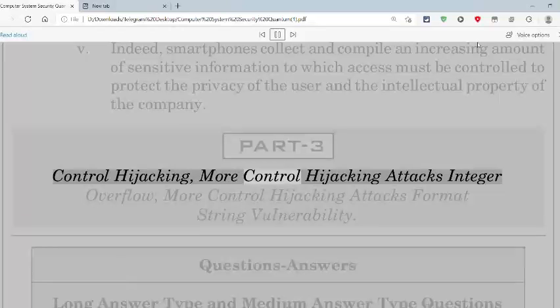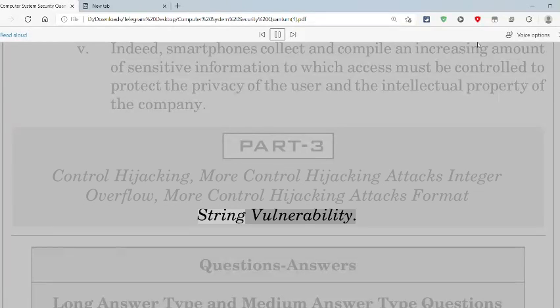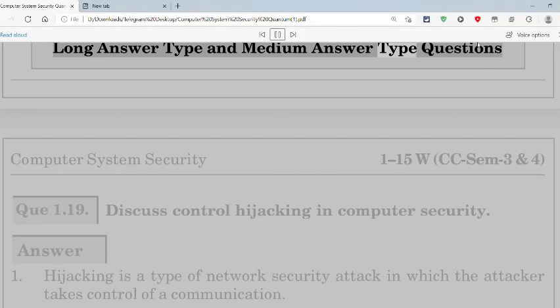Control hijacking. More control hijacking attacks: integer overflow. More control hijacking attacks: format string vulnerability. Part 3. Questions and answers. Long answer type and medium answer type questions.